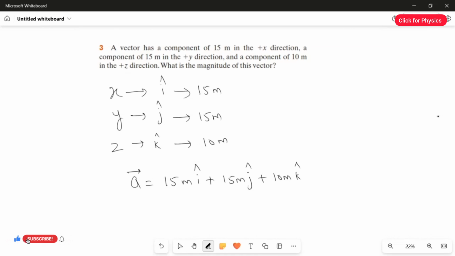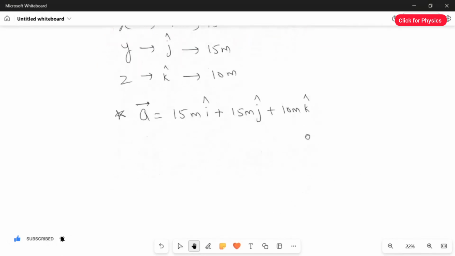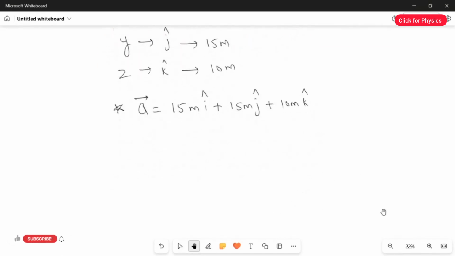Now, I have to find the magnitude of this vector A. So how can we find the magnitude of this vector? We already studied it in the theory. First, we take the magnitude of vector A. Now we have to take the square root. And what do we take inside the square root? We have to square the component of the x direction. So what's the component of the x direction here?